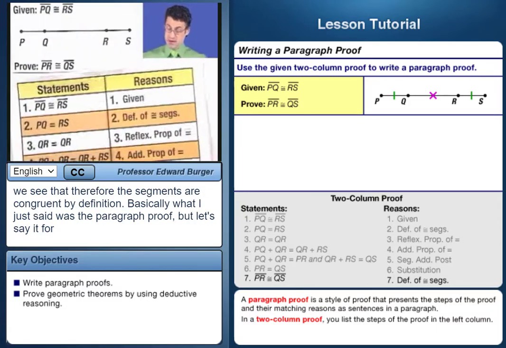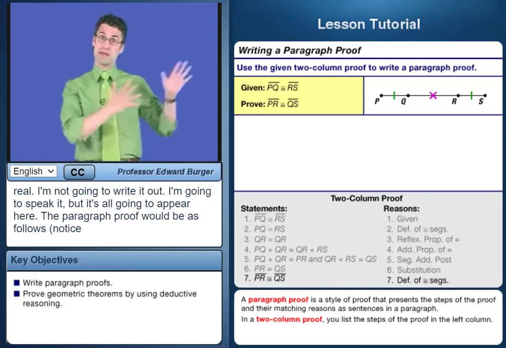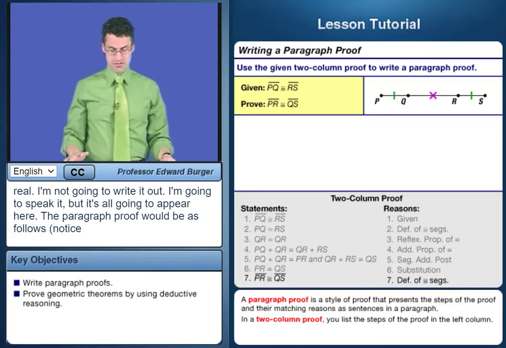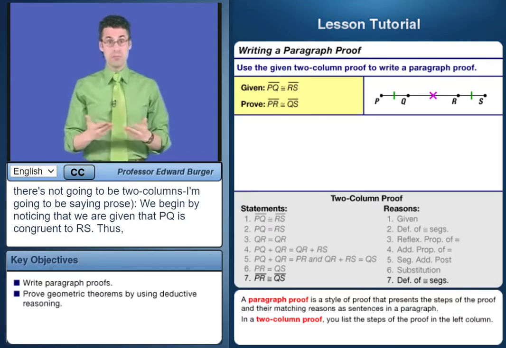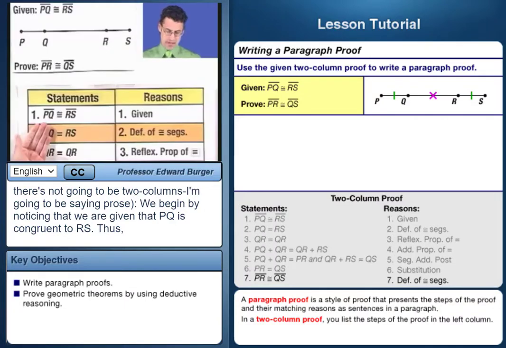All right. Basically, what I just said was the paragraph proof, but now let's say it for real. I'm not going to write it out. I'm going to speak it, but it's all going to appear here. So the paragraph proof would be as follows. Notice there's not going to be 2 columns. I'm going to be saying prose. We begin by noticing that we're given that PQ is congruent to RS.